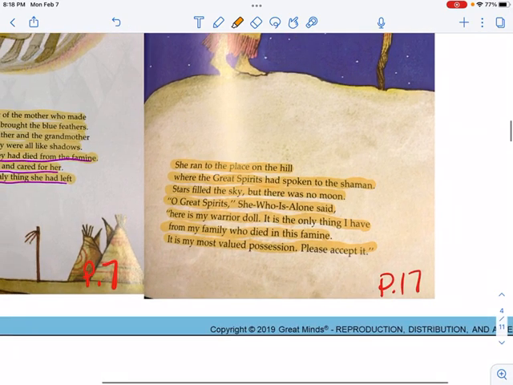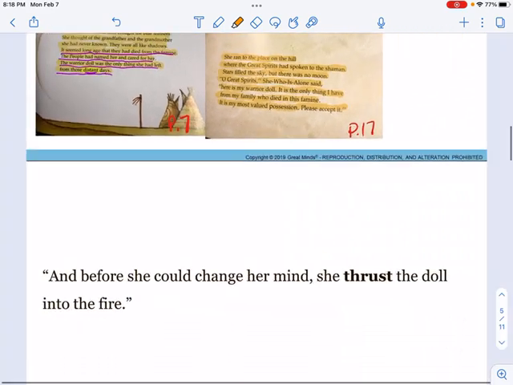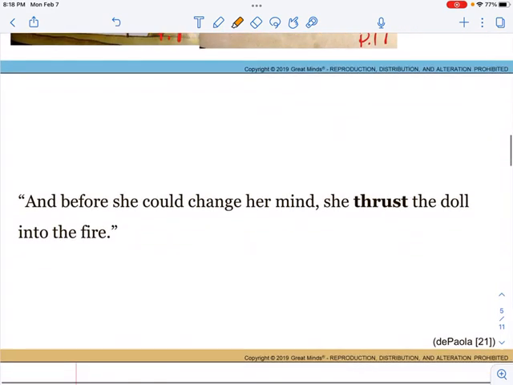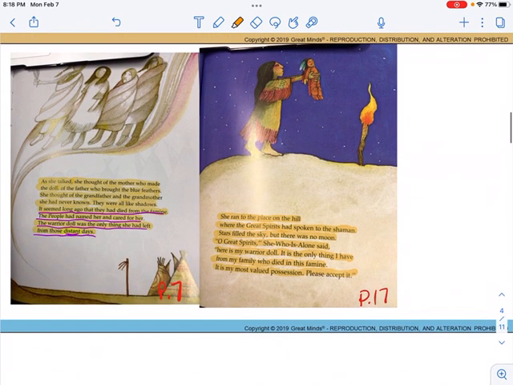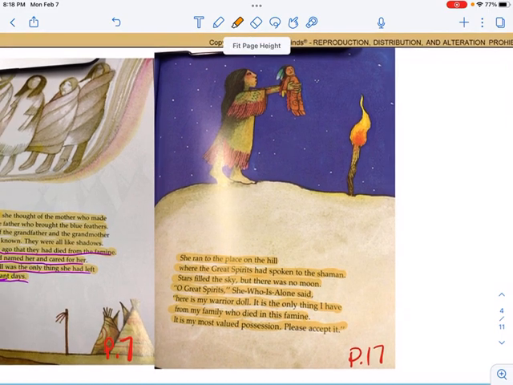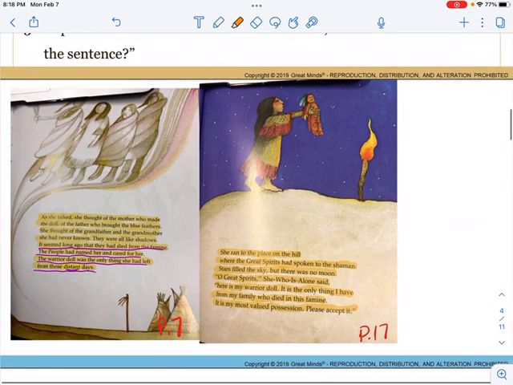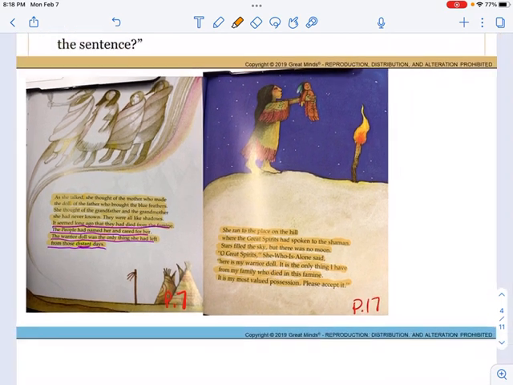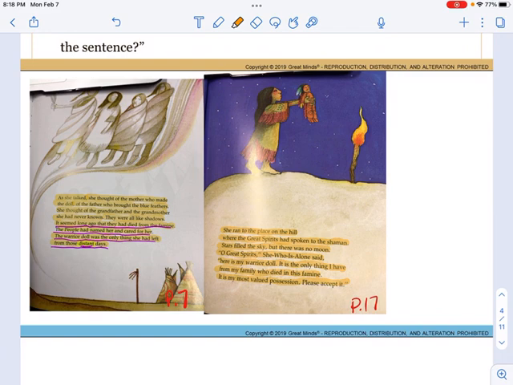Now listen to the sentence that comes next. And before she could change her mind, she thrust the doll into the fire. What do you think the word thrust means? Here's a picture. So take a look at what she's doing with the doll. She's holding it out towards the fire. And we've read this book already, so that should give you some ideas of what the word thrust means. Again, make a prediction in your head.